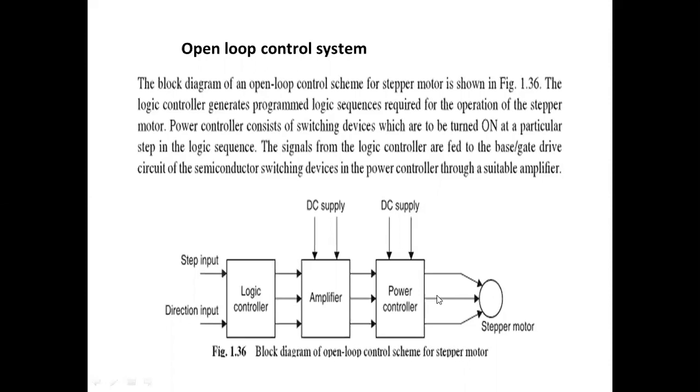Suppose it is a three phase stepper motor. Therefore, we provide six switches, total six switches. At a time, we operate any two switches, that is 1, 6, 2, 4, 3, 5, like this. These switches operate and give supply to the stepper motor. Based upon the sequence of the switching pulses given to the power controller, the stepper motor operates.